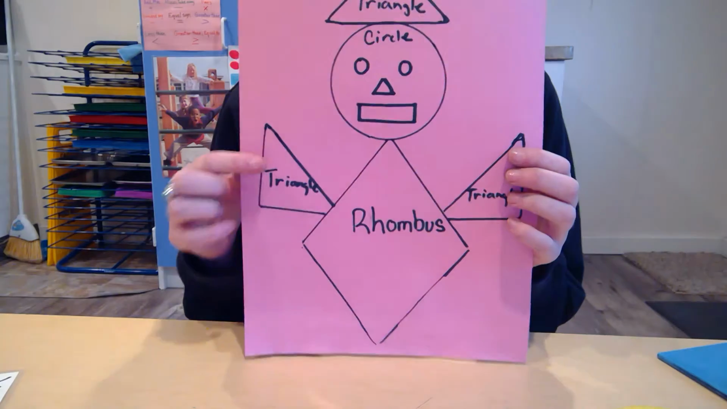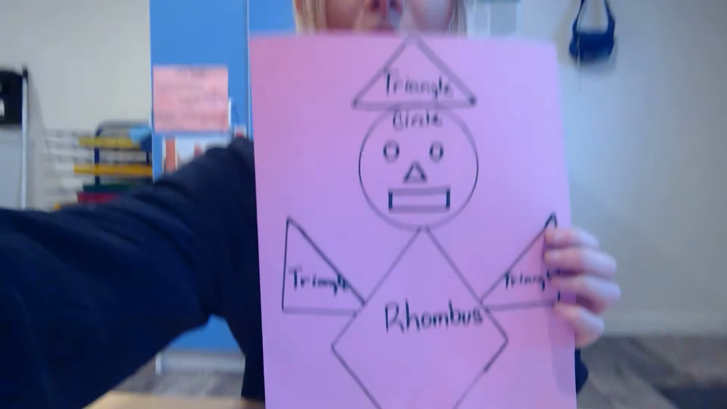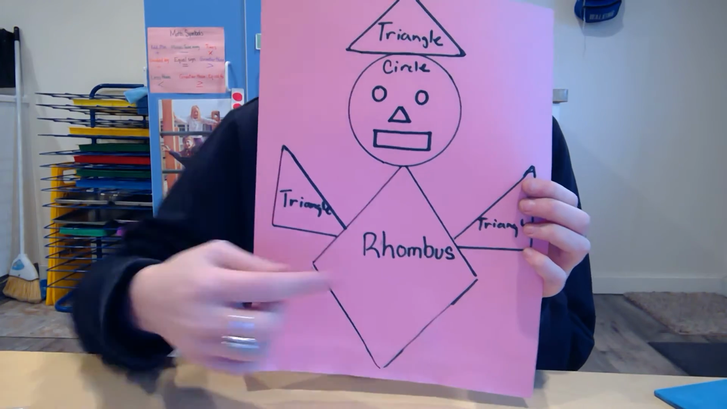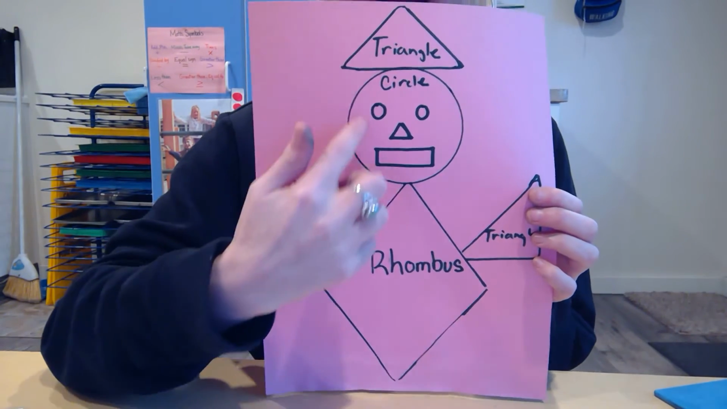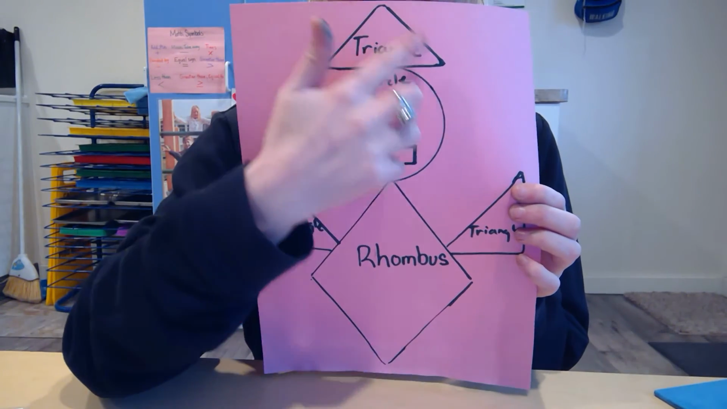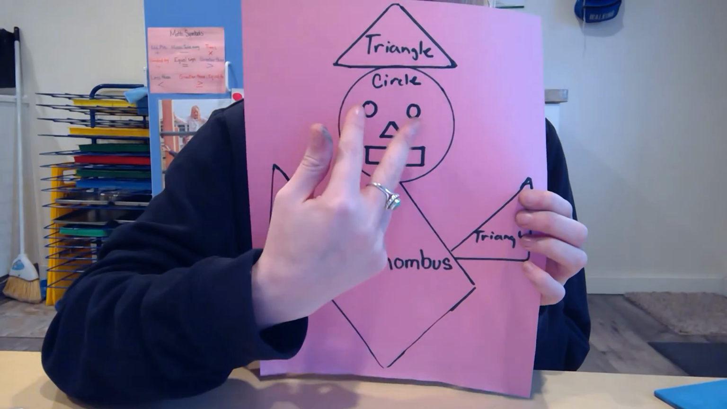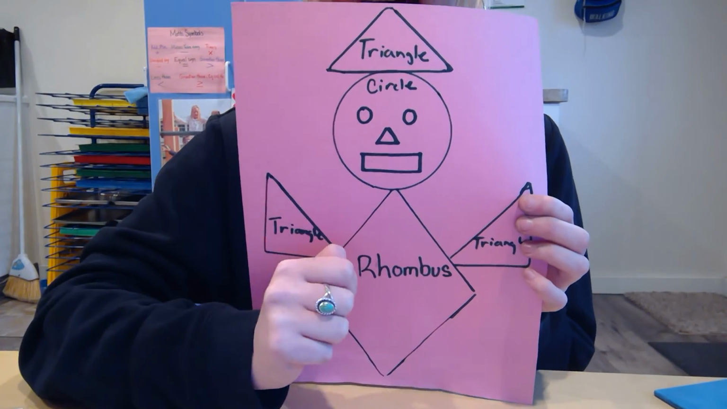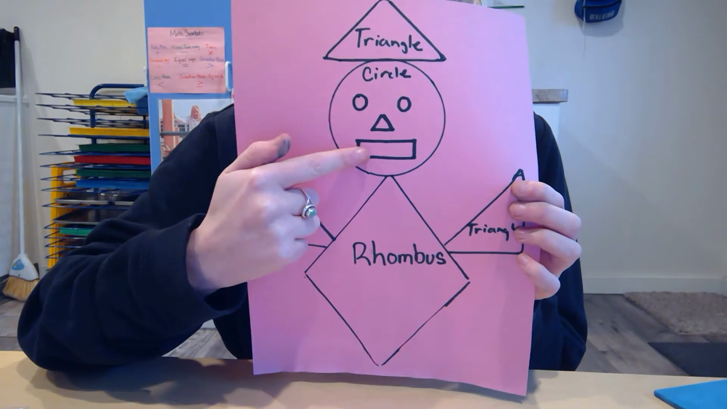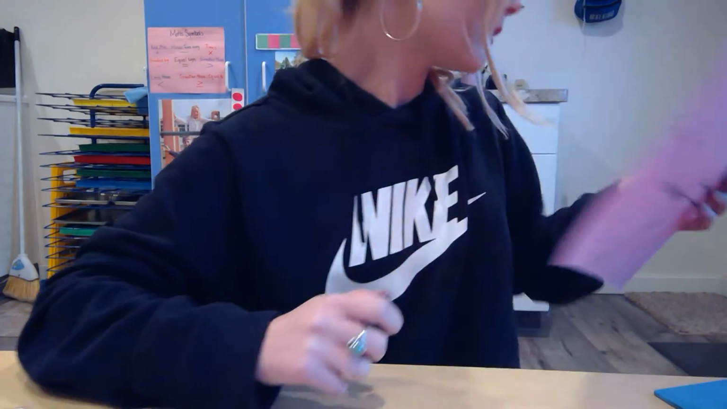Here's another example. I was able to make this cute little cool person, and I used a rhombus. I used two triangles as the arms. I used a circle as the head. I used a triangle as the hat. I used two little circles as the eyes. I was able to use a triangle for the nose, and I was able to use a rectangle for the mouth.